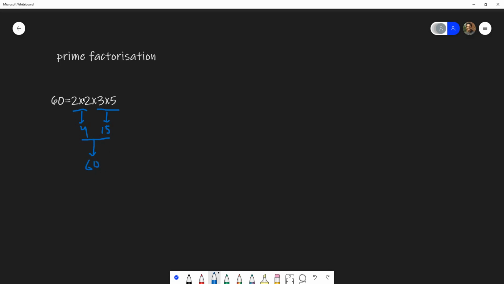This one is harder. This one is easier. 2 times 2 is 4. 4 times 3 is 12. 12 times 5 is 60. So that's how I determine the prime factorization, which I copied from the book. So this is the prime factorization method.